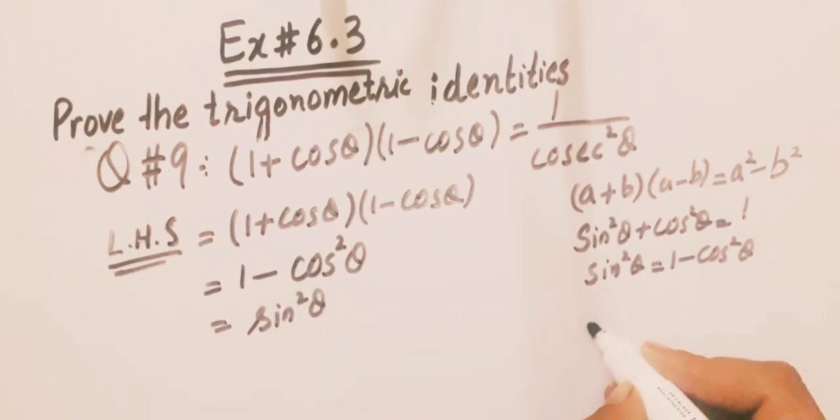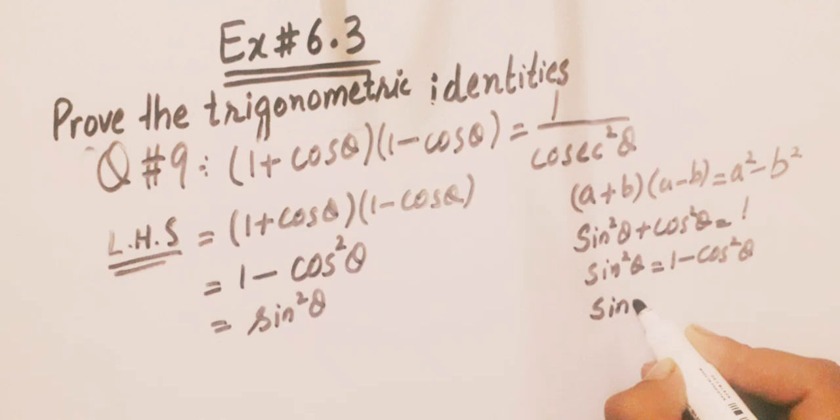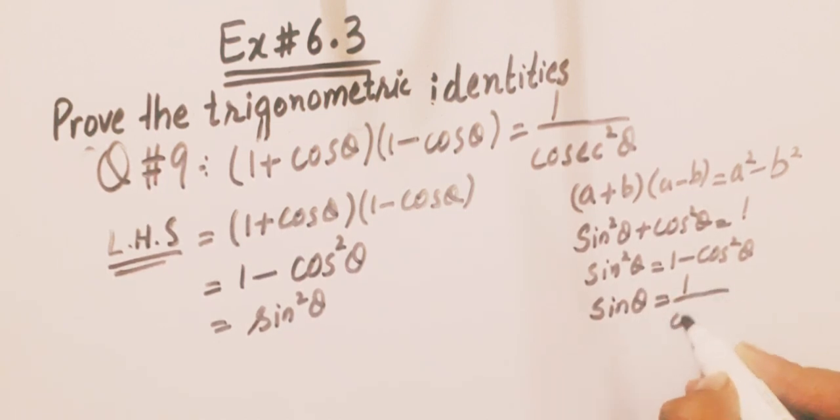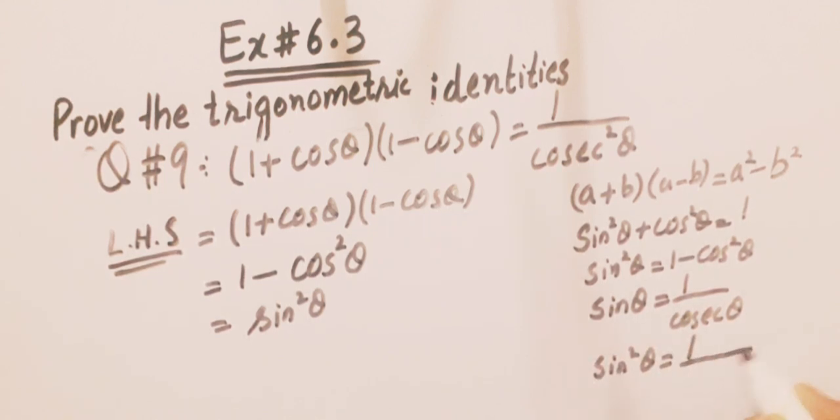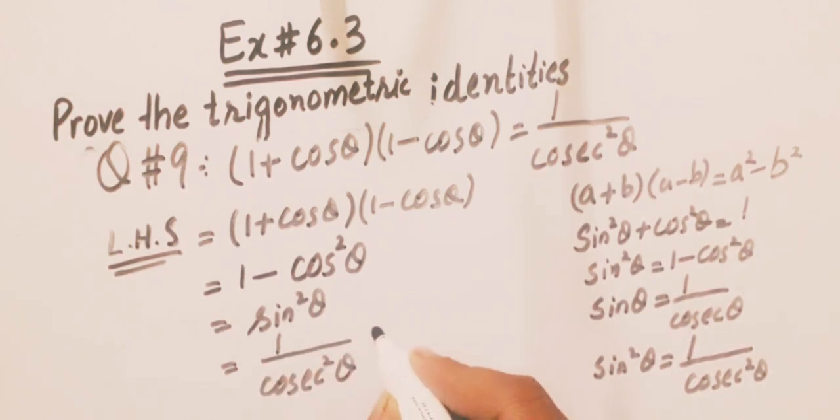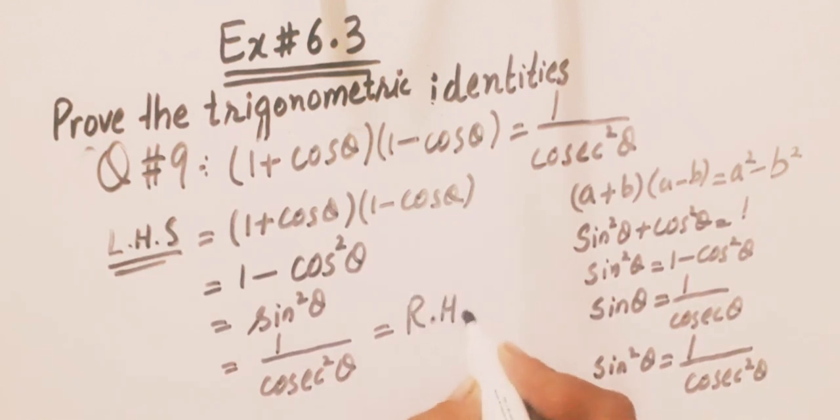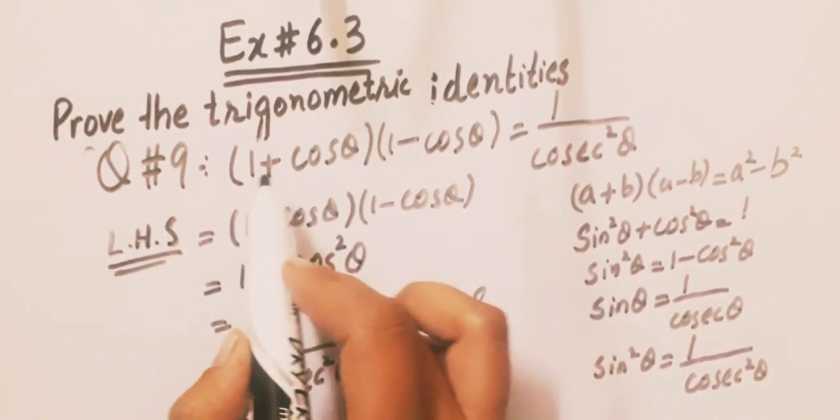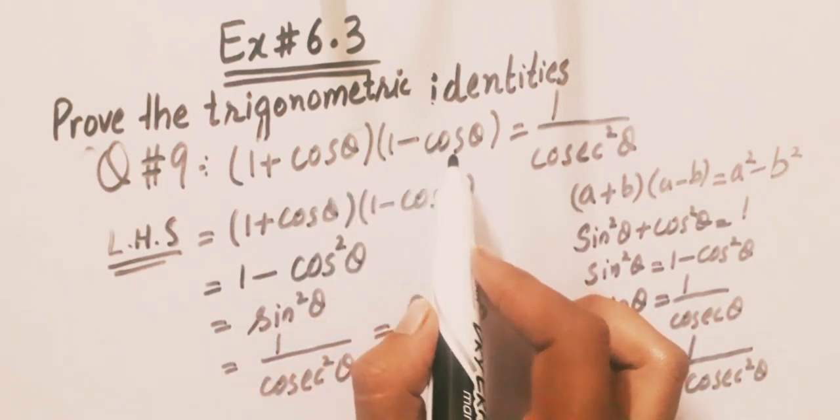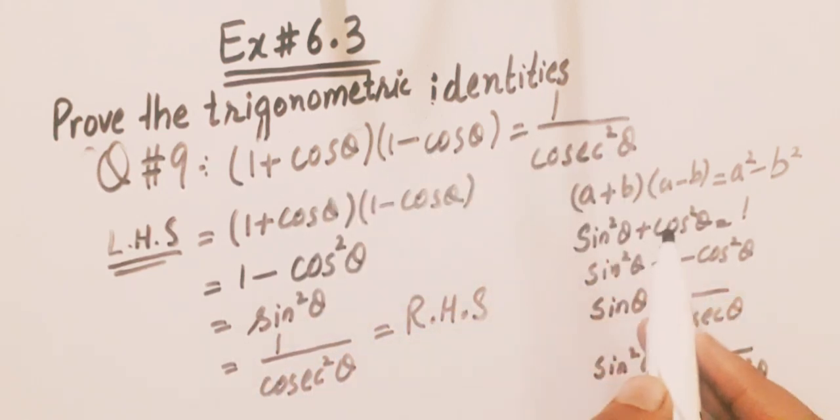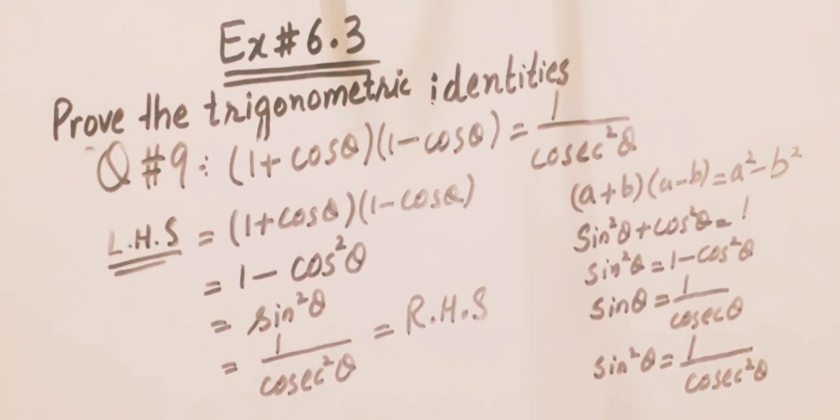And we know that sin theta is equal to 1 over cosecant theta. So, when we take the square of this, sin square theta will become equal to 1 over cosecant square theta. So, sin square theta is equal to 1 over cosecant square theta. So, this is equal to right hand side. We have proved 1 plus cos of theta into 1 minus cos of theta is equal to 1 over cosecant square theta. Now we will solve question number 10.